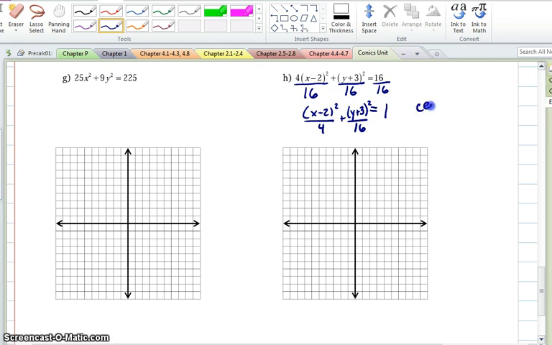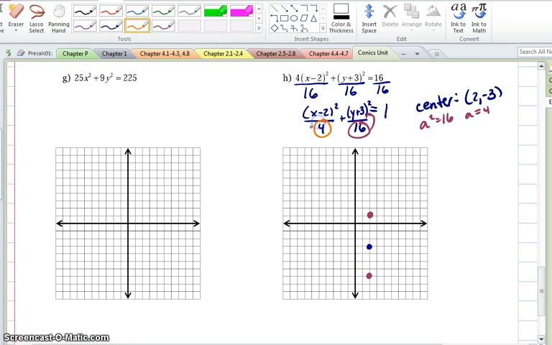So first I see my center is at the point (2, negative 3). So we're going to go to (2, negative 3) and put our center. And now this is going to be a vertically long ellipse, because notice the bigger number is with the y's. So our a squared number is 16, and our a is 4, but this time it's going to go vertically. So we're going to go up 4 from the center, and down 4 from the center to get our vertically long major axis.